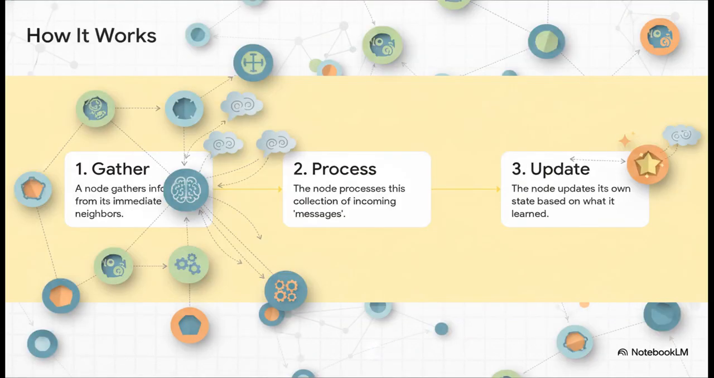Let's break that down, because it's actually pretty intuitive. Think of it like gossip spreading through a town. First, a node gathers information. It listens to what all its direct friends are saying. Second, it processes all those little bits of gossip. And third, it updates its own opinion or status based on everything it just heard. This happens over and over again, allowing information to flow across the entire network.